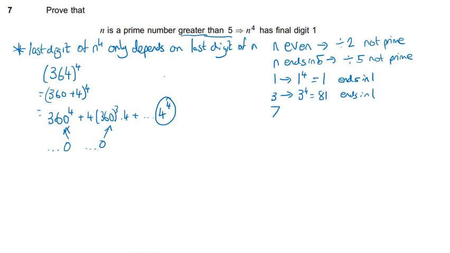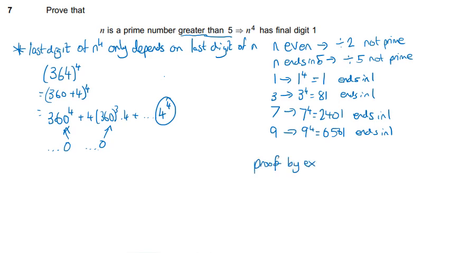We've got 7, so 7 to the power of 4. If we work that out, we get 2401, which ends in a 1. And if it was a 9, then 9 to the power of 4 is 6561, which ends in a 1. Okay, so we've tried all possible values. So there's proof by exhaustion.